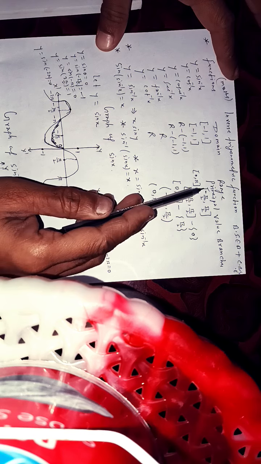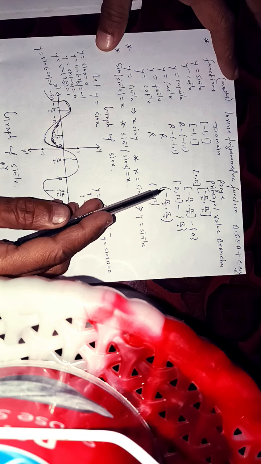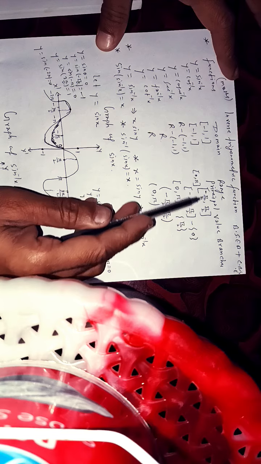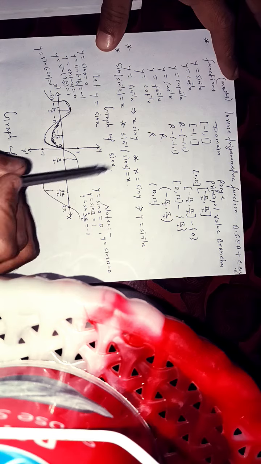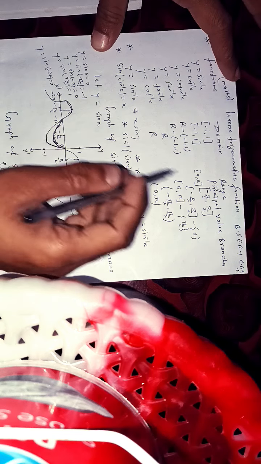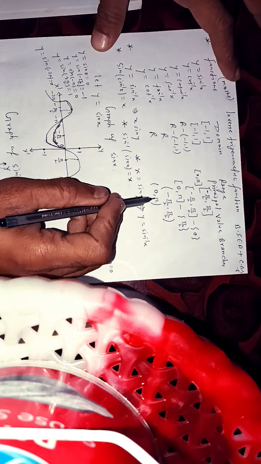So a closed bracket means the endpoint is included, and an open bracket means it is not included. So students, to understand y = cot inverse x, the domain is all real numbers and the range is 0 to pi. This is an open interval, that means 0 and pi are not included.